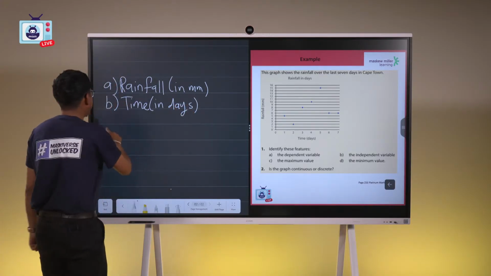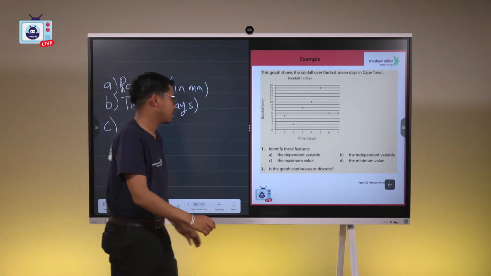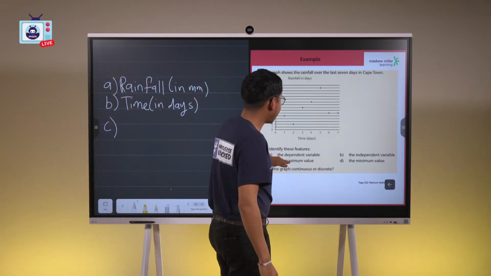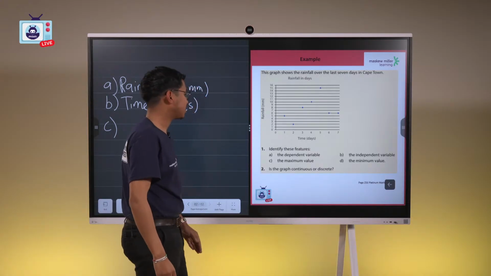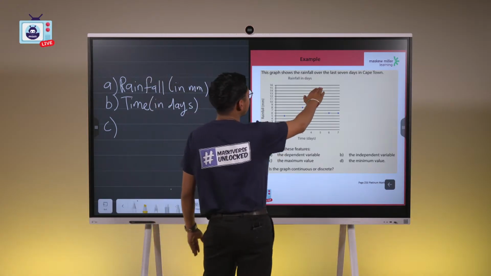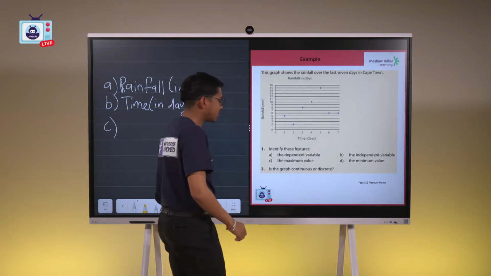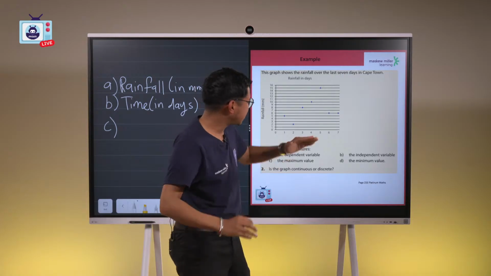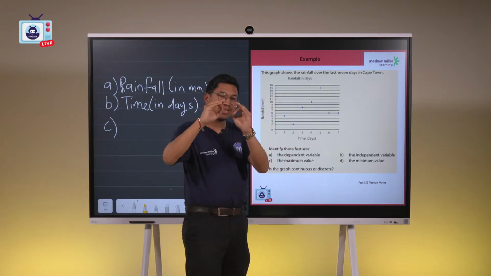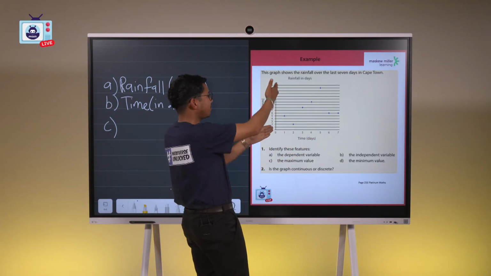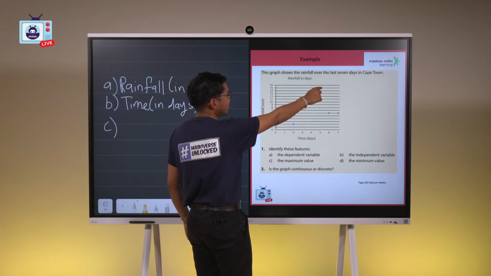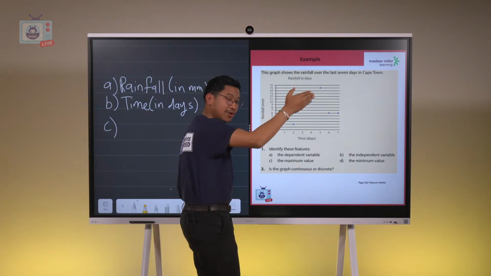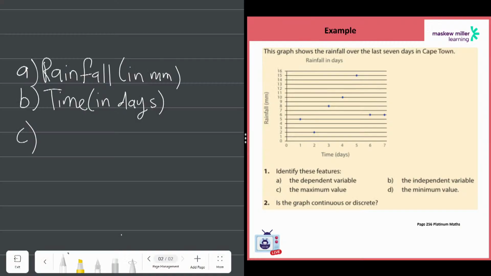All right, and then the next one is asking, identify the maximum value, right? The maximum value. So it's the maximum value for our dependent variable over here. So I want to know what is the highest number or the maximum value that my dependent variable is reaching. So here's my dependent variable. And if I look, it's obviously here. So this blue dot over here is representing the highest value that my dependent variable must reach.